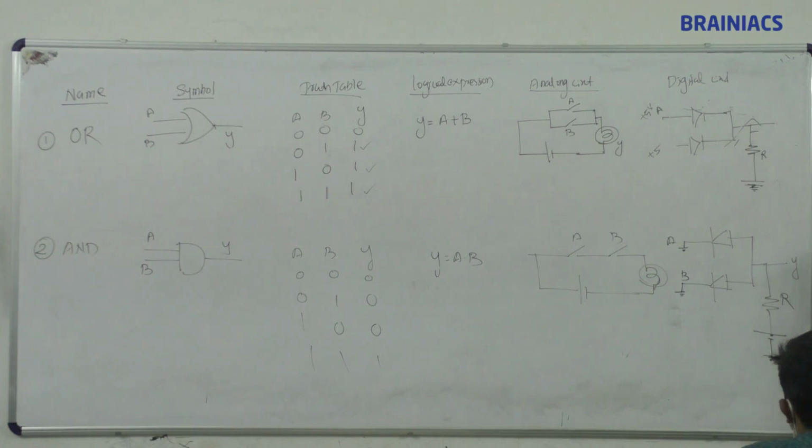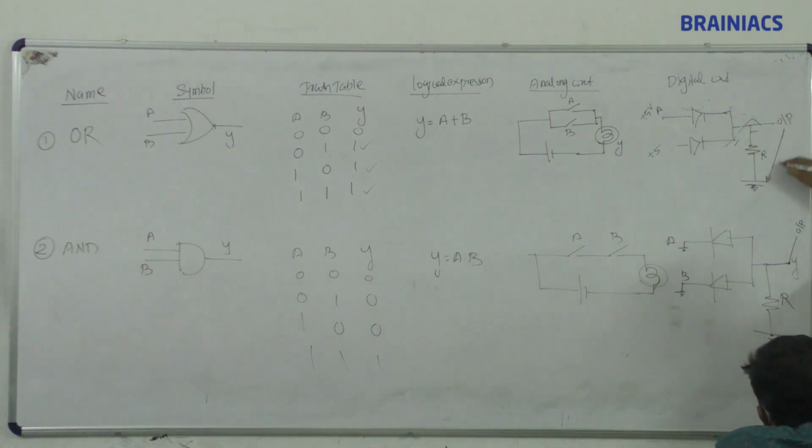So what I am going to do is take the output here. Output means this point with respect to ground. Here I am taking output with respect to ground. Between this and ground one voltage will be there, so I cannot take it here. I have to assume this is with respect to ground. So this voltage with respect to ground.